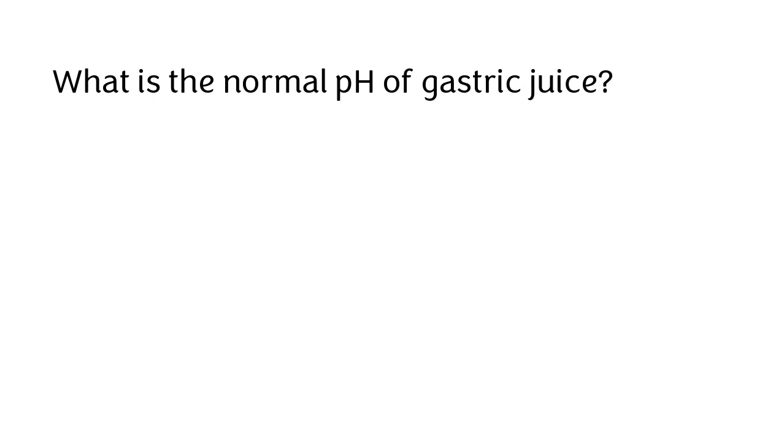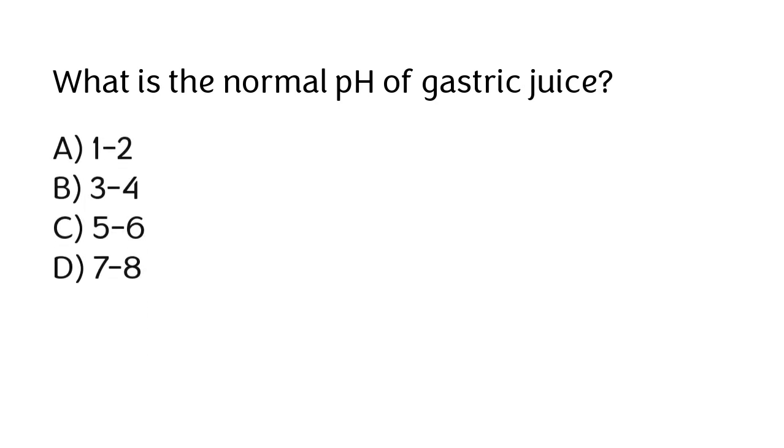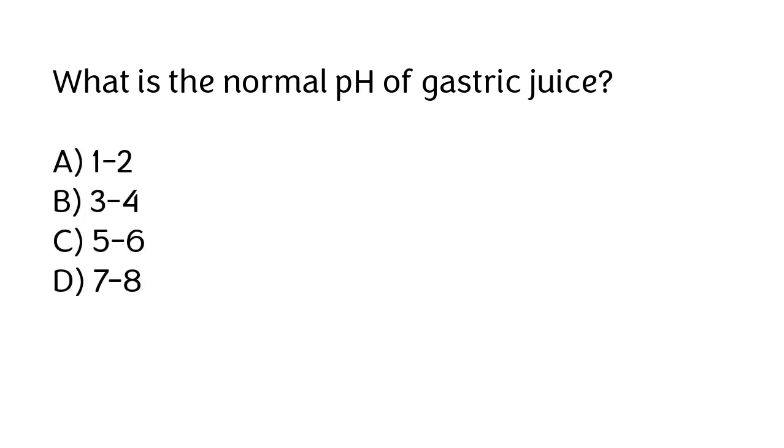What is the normal pH of gastric juice? 1 to 2, 3 to 4, 5 to 6, 7 to 8. The correct answer is option A, 1 to 2.